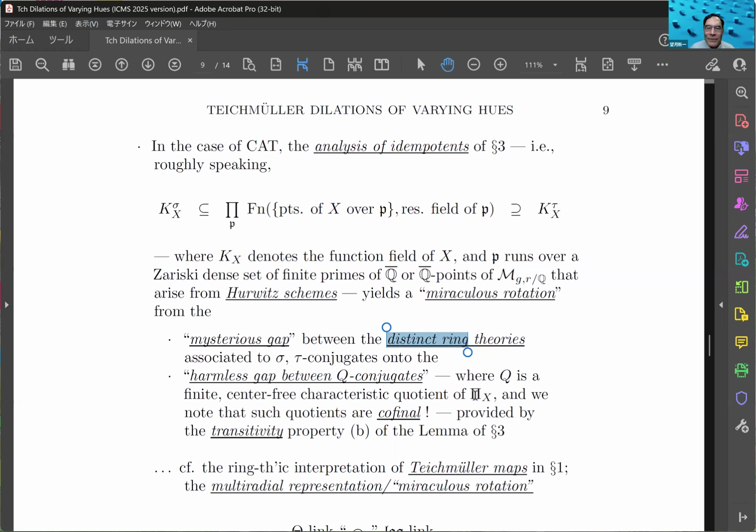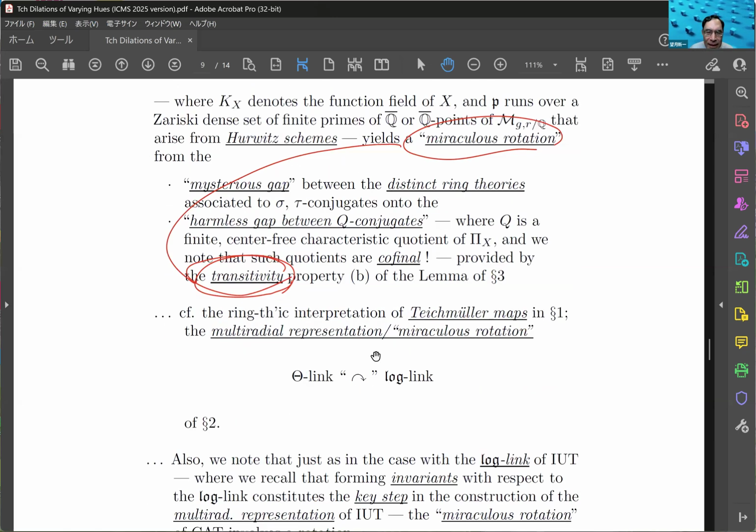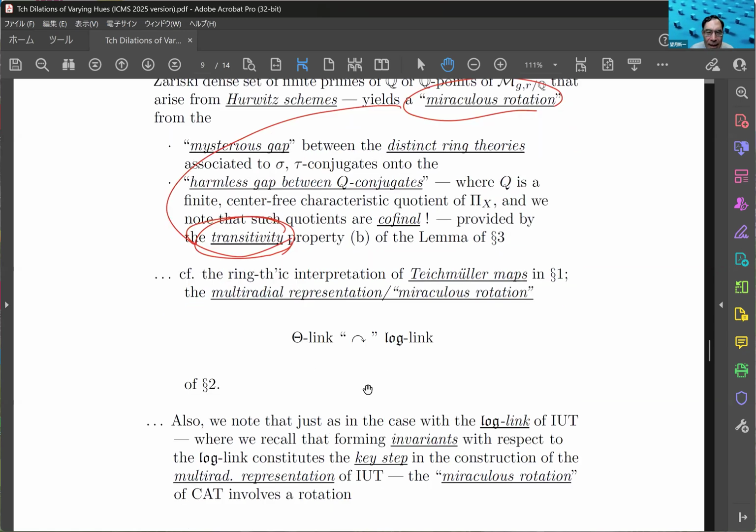With the main non-trivial, substantive issue that one is interested in being reducing these GT or mapping class group type gaps into gaps that concern the fundamental group of the actual curve. And so this miraculous rotation is what is achieved by this transitivity property in section 3. Right, so this is analogous to the miraculous rotation from the theta link to the log link.